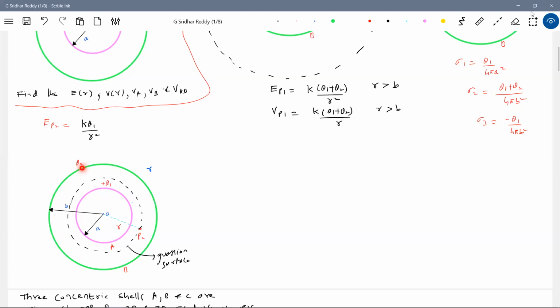Now you can ask a very good question here. Sir, this charge is there, will it produce any field? Yes, it will produce. Even the symmetric charge will produce a field. Due to the symmetric distribution of charge Q2 on shell B, the net field at point P2 due to Q2 will be 0. Don't say it will not produce field. The net field contributed by the charge Q2 on shell B at P2 will be 0. You have to write this.